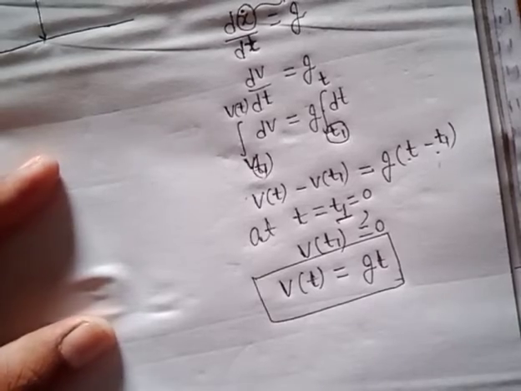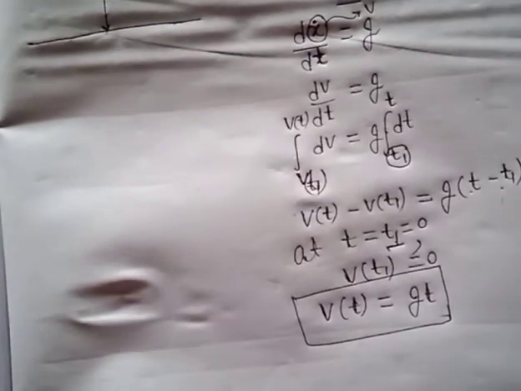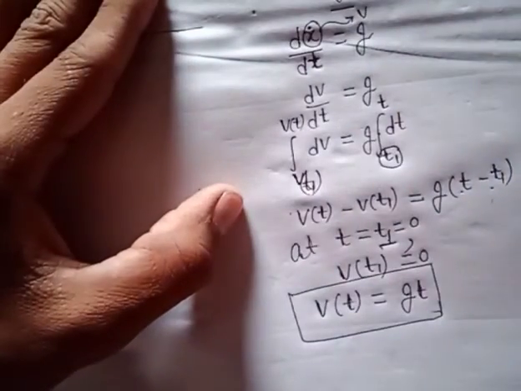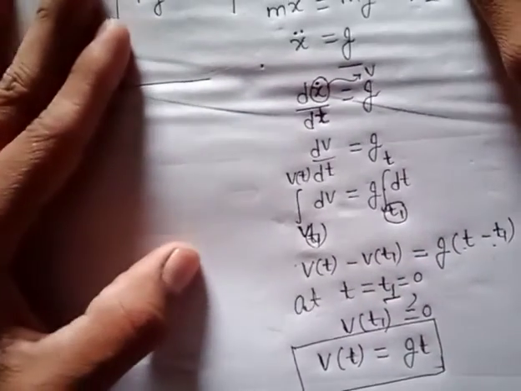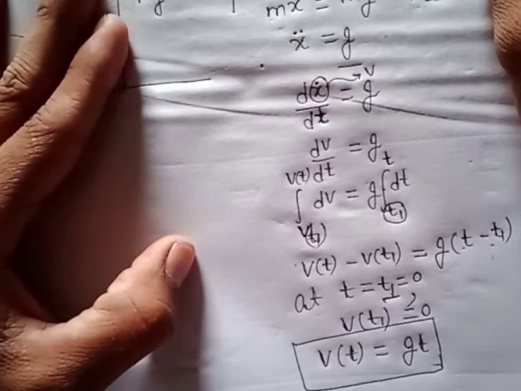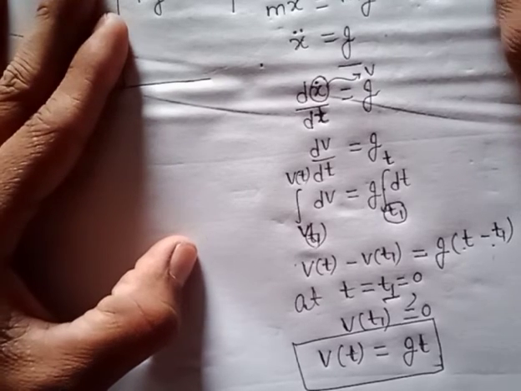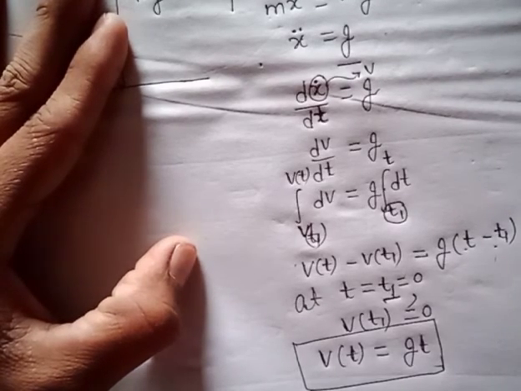Okay, so such a problem in which we know these conditions at one place, such problems are called the initial value problem. Okay, this is an initial value problem.